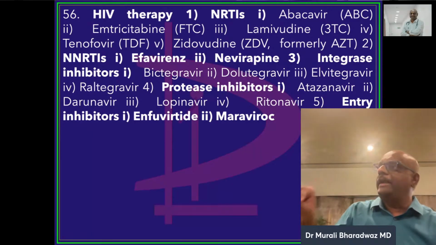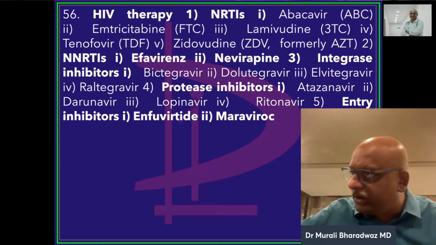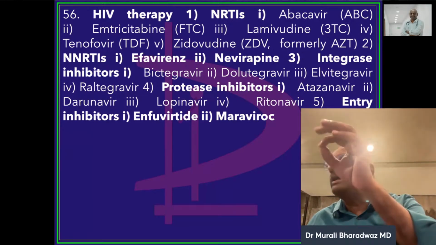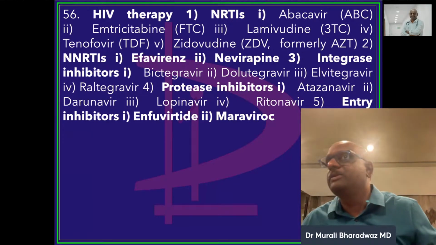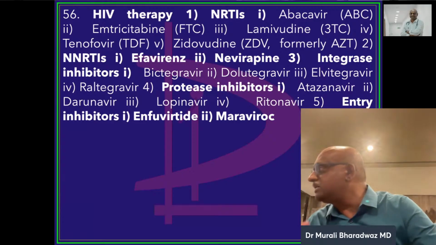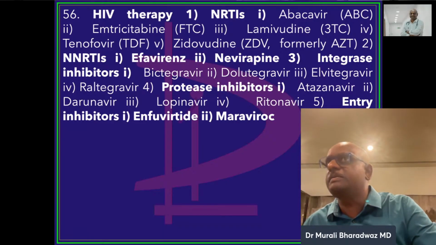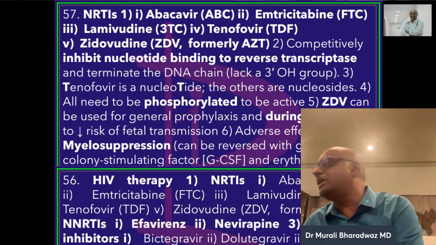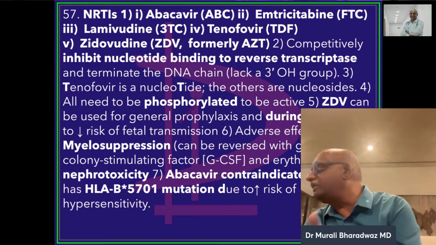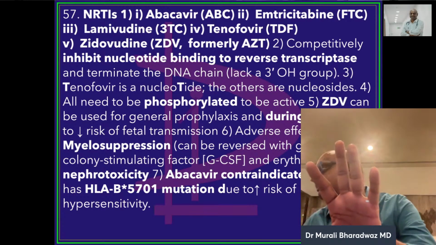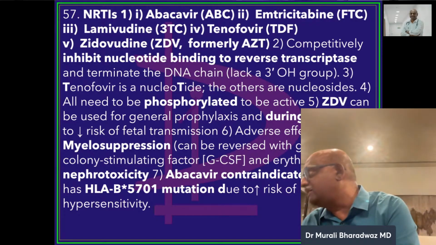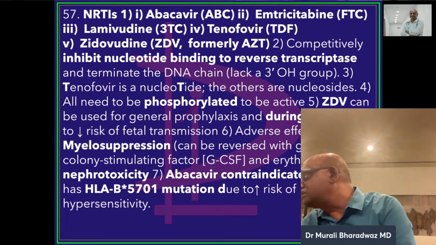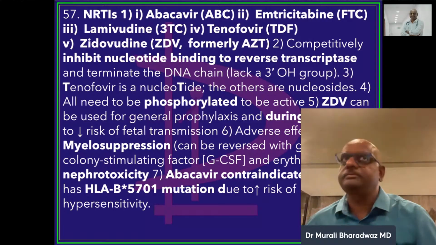Then entry: the virus needs to enter into the CD4 cell, no? So at that level, enfuvirtide and maraviroc. So total 5 classes: NRTIs, NNRTIs, integrase inhibitors, protease inhibitors, and entry inhibitors. You should remember. Now 2-3 comments about each of them. Sure, minimum 3 questions will come. A lot of people won't revise and get succumbed.